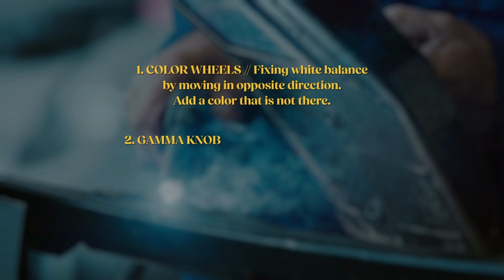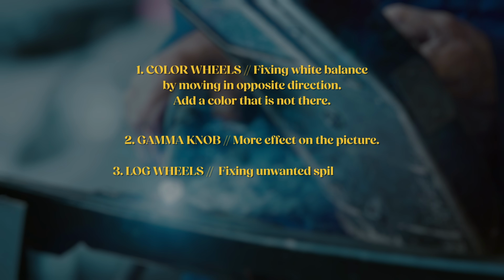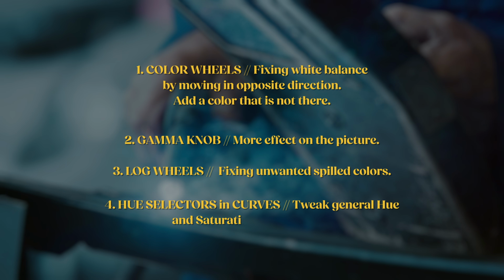The gamma knob in the primary color wheels is the one that affects the picture the most. The log wheels are useful to take out unwanted spill color and make the blacks and whites cleaner. As a bonus, you can use the hue selectors in the curves tab to tweak the color balance of the whole scene and fix any unwanted tint or saturation.